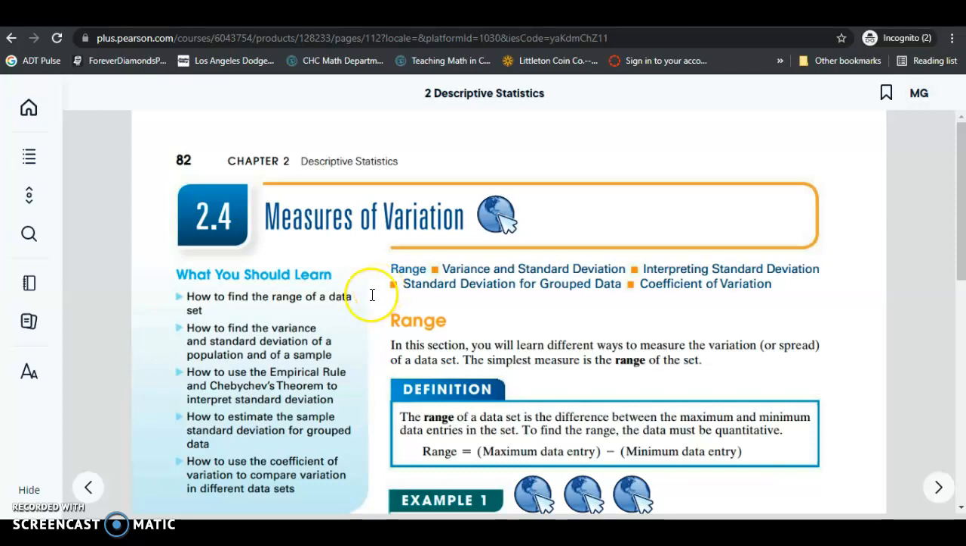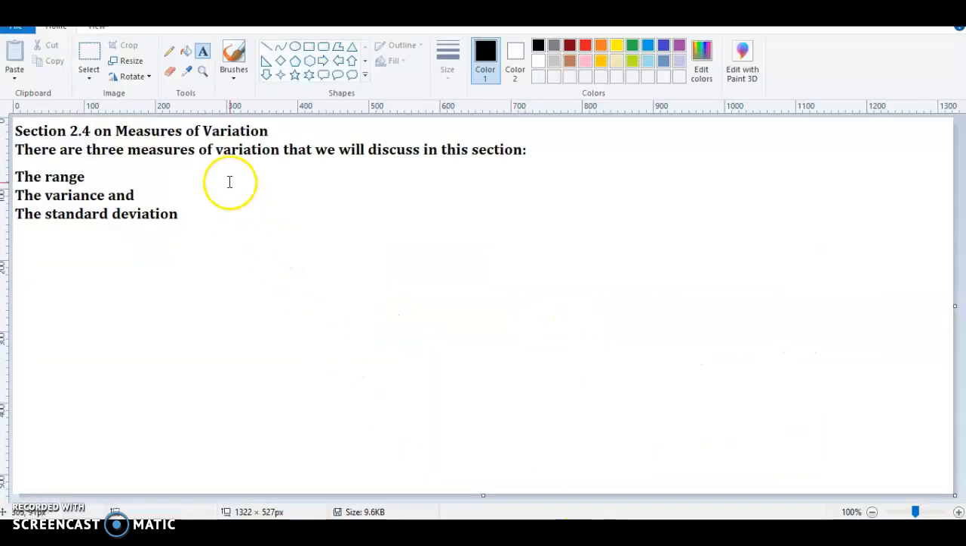Hello students, in this video we're going to go over some examples from section 2.4 on measures of variation. So in this section we're going to discuss three measures of variation: the range, the variance, and the standard deviation.